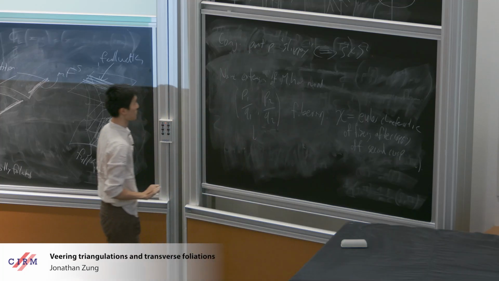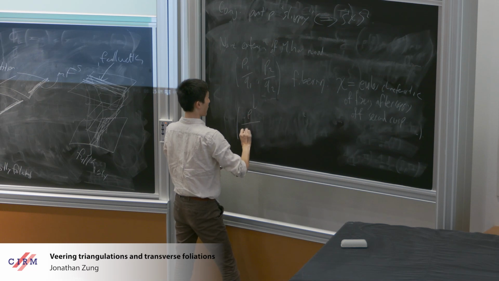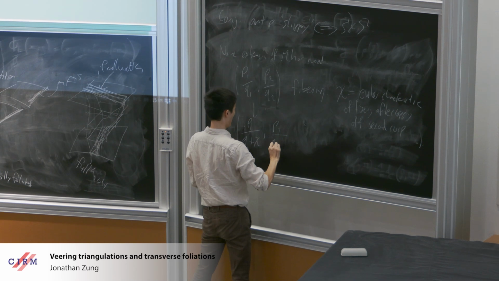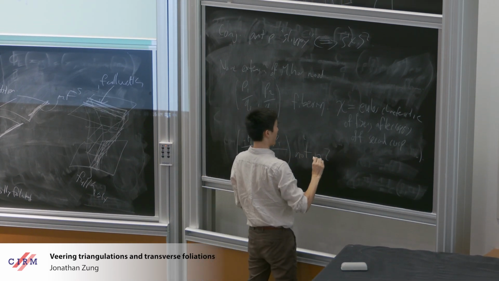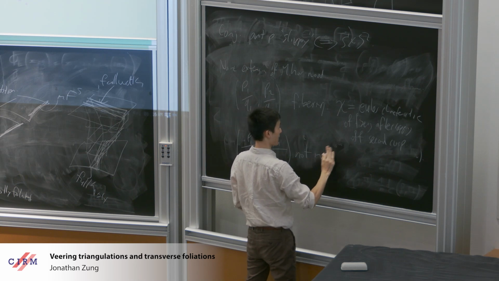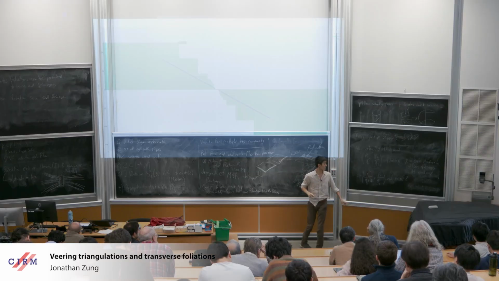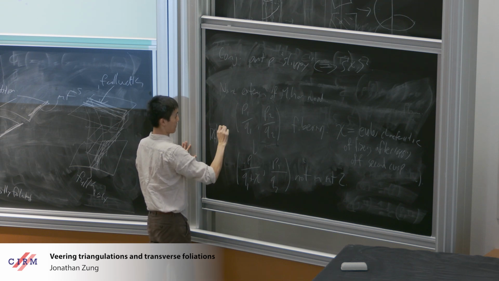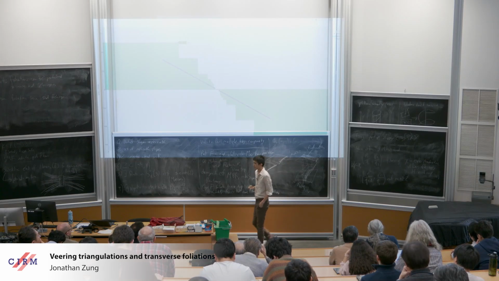And the naive generalization of the Milnor-Wood is that P1 over Q1 plus chi, P1 over 2, is not in Z. Not in the interior of Z. Okay. So I'll have the caveat that the absolute value of chi is less than the absolute value of Q1.